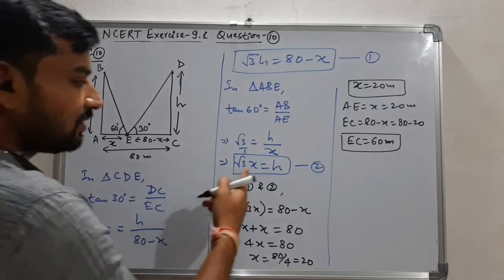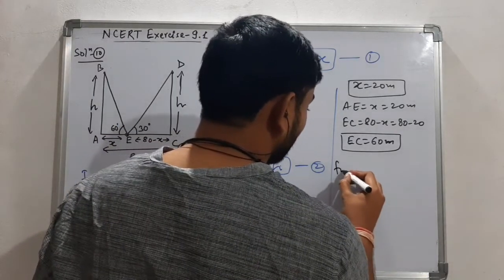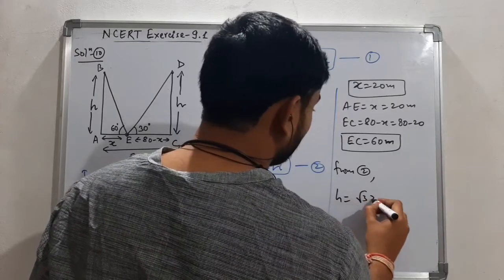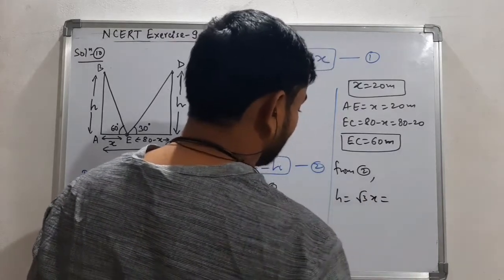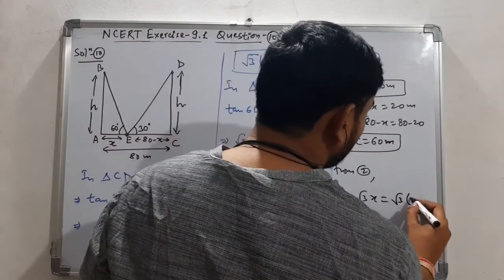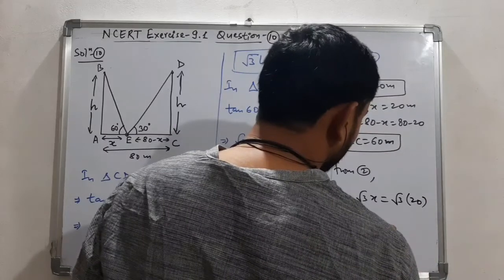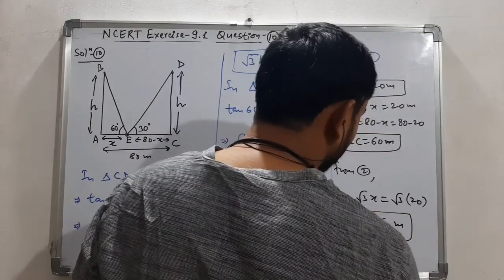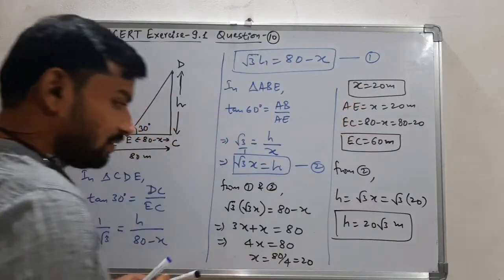Now we have to calculate the value of height. From equation 2 we can write h is equal to root 3x. So the value of x here is 20. So root 3 into 20. So height is coming out to be 20 root 3 meters. So the height of each pole is 20 root 3 meters.